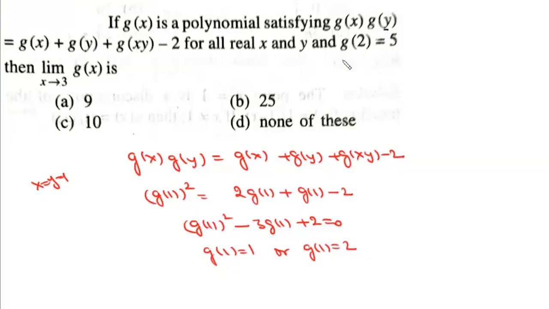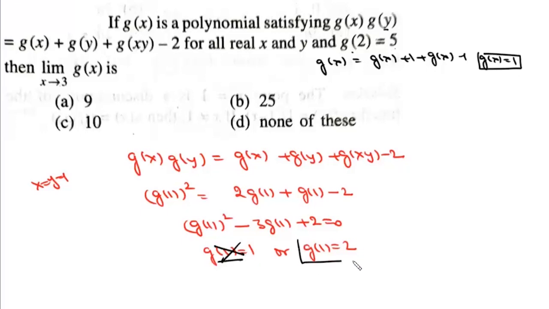Now if we put y as 1 in this, taking g1 as 1, we'll get gx will be equal to gx plus 1 plus gx minus 2. From here we'll get this condition that gx is a constant function, but it says g2 is equal to 5. That means g1 is not equal to 1. So g1 has to be 2.